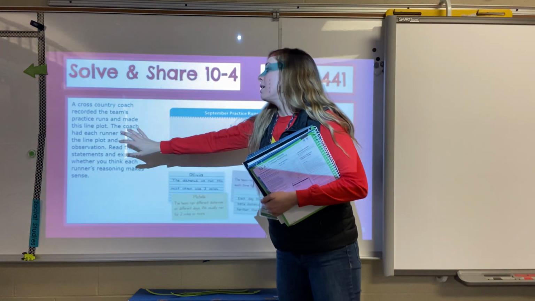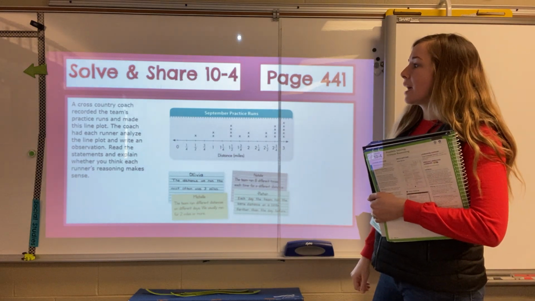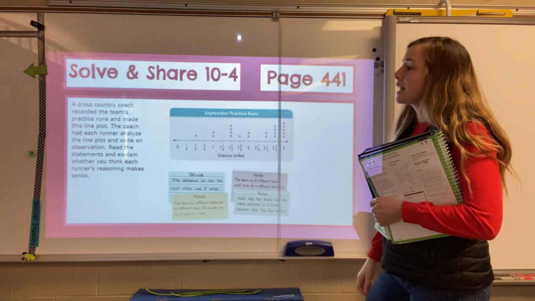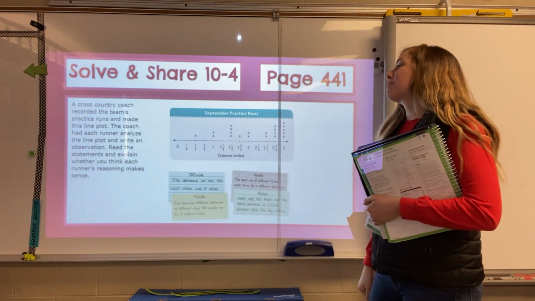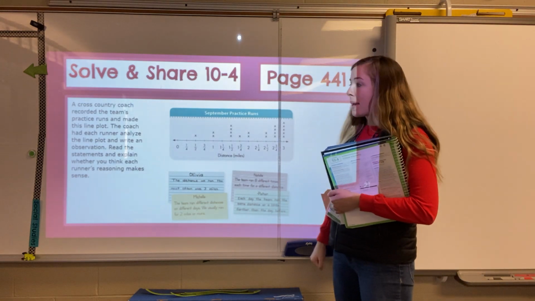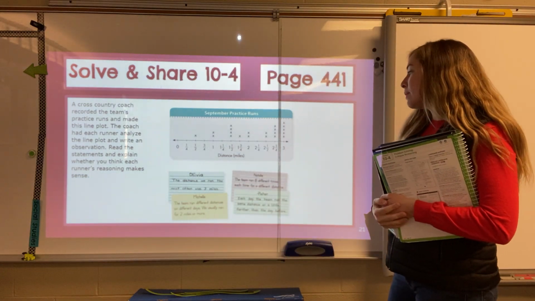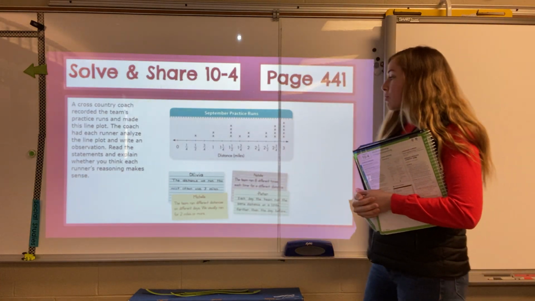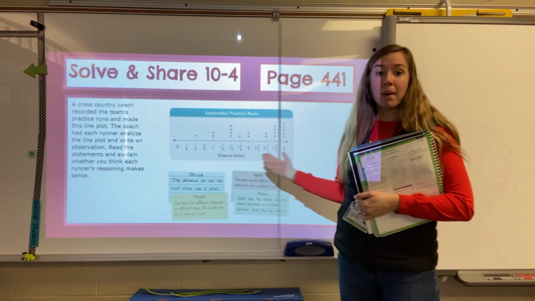Here is our prompt. A cross-country coach recorded the team's practice runs and made this line plot. The coach had each runner analyze the line plot and write an observation. Read the statements and explain whether you think the runner's reasoning makes sense. So first we have Olivia. The distance we ran the most often was 3 miles. Go ahead and enter. What do you think about what Olivia said, checking out this line plot here?